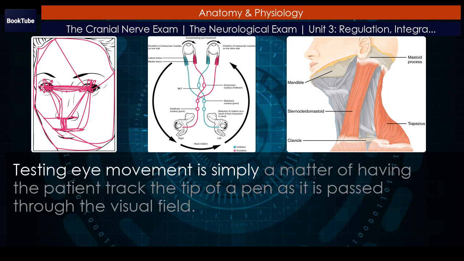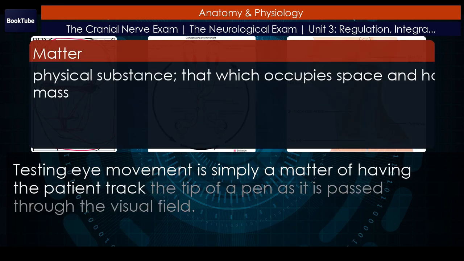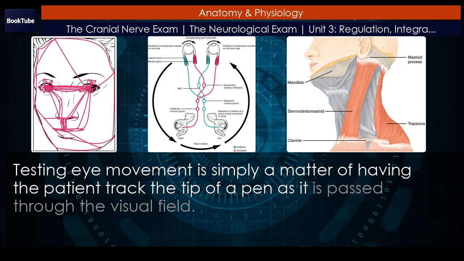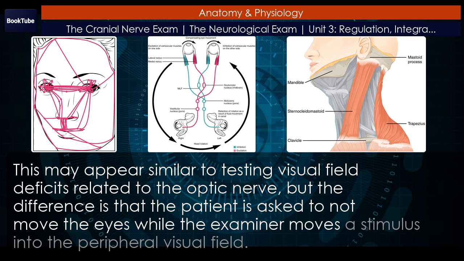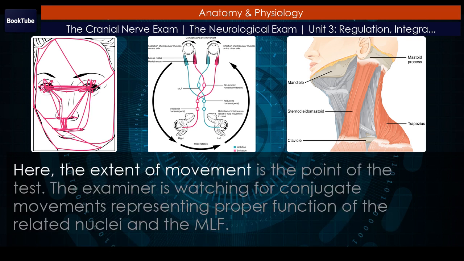Testing eye movement is simply a matter of having the patient track the tip of a pen as it is passed through the visual field. This may appear similar to testing visual field deficits related to the optic nerve, but the difference is that the patient is asked to not move the eyes while the examiner moves a stimulus into the peripheral visual field. Here, the extent of movement is the point of the test. The examiner is watching for conjugate movements, representing proper function of the related nuclei and the MLF.